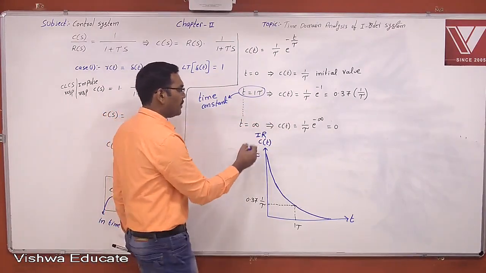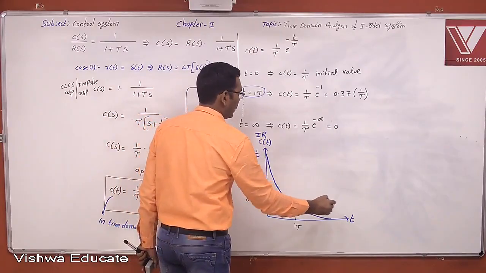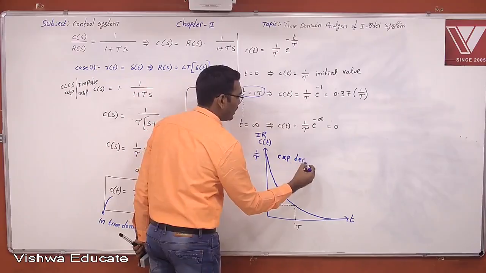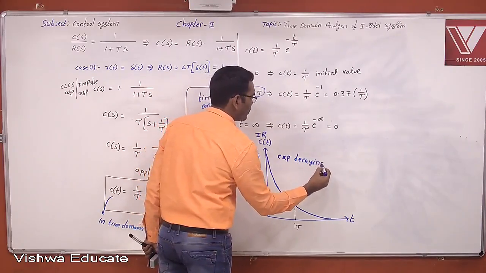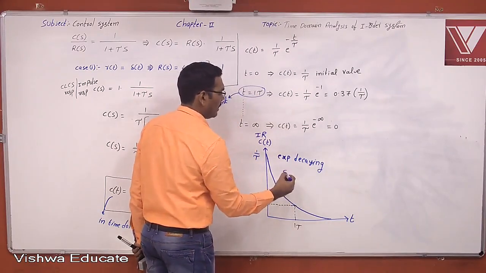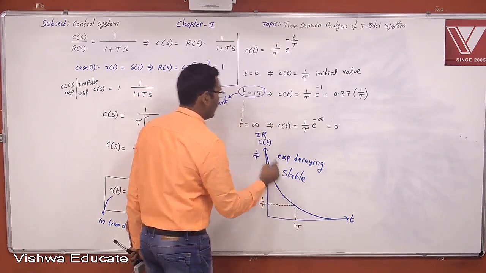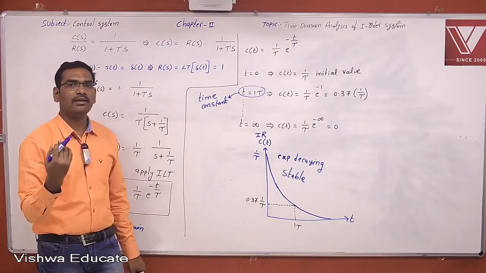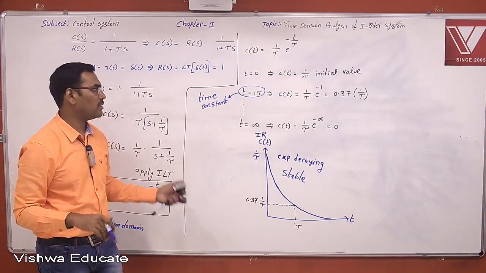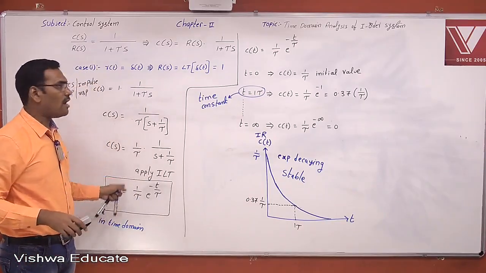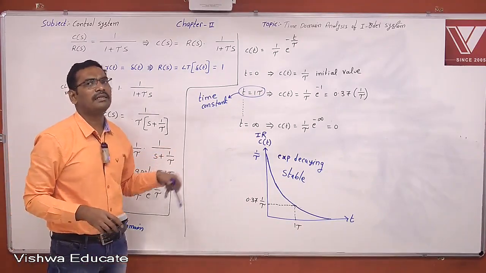Now this is the impulse response, which is exponentially decaying. Based on this impulse response, you can do the analysis also. This impulse response is a stable response, because exponential decaying means it is definitely on the left hand side of the S-plane, so the system is stable. The response after applying some input is nothing but the transient response.